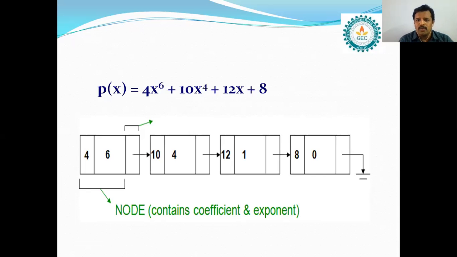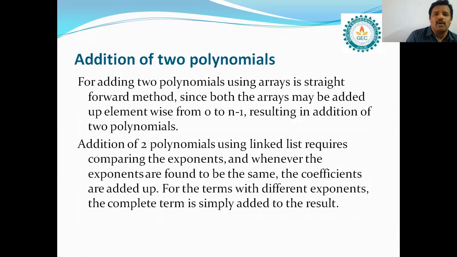Okay, these are the two ways to represent the polynomial by using arrays and by using the linked list. Next, what are the operations performed on the polynomial expressions? We perform addition, subtraction, and multiplication operations on the given polynomials. See, this is the addition of two polynomials. Adding two polynomials by using arrays is a straightforward method, since both the arrays may be added up element wise from 0 to n-1, resulting in the addition of two polynomials.